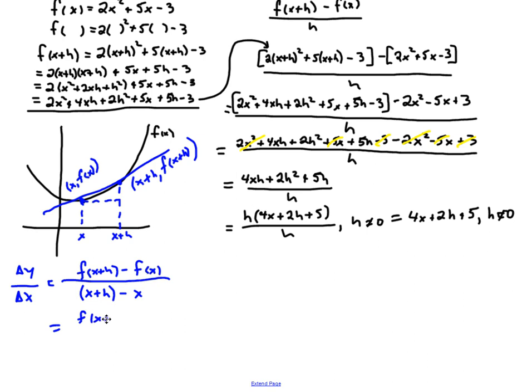And the formula that we just worked out above, at least for this particular function, f of x equals 2x squared plus 5x minus 3, is the formula for the slope of a line passing through any point x at some point h away from that point. All right, more to come in the next videos.